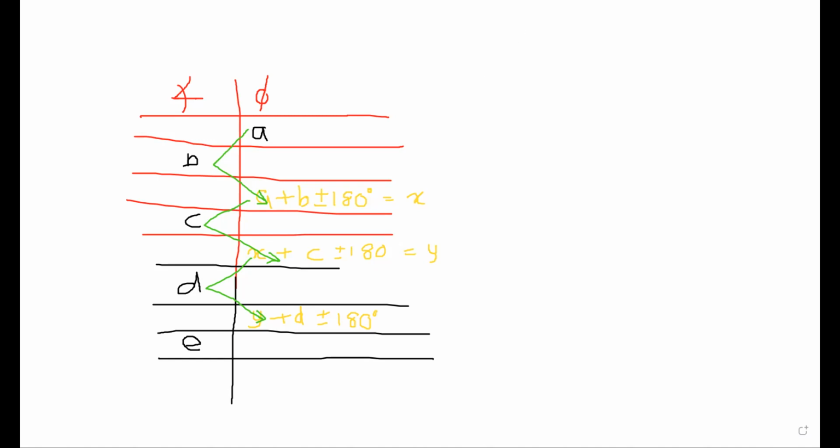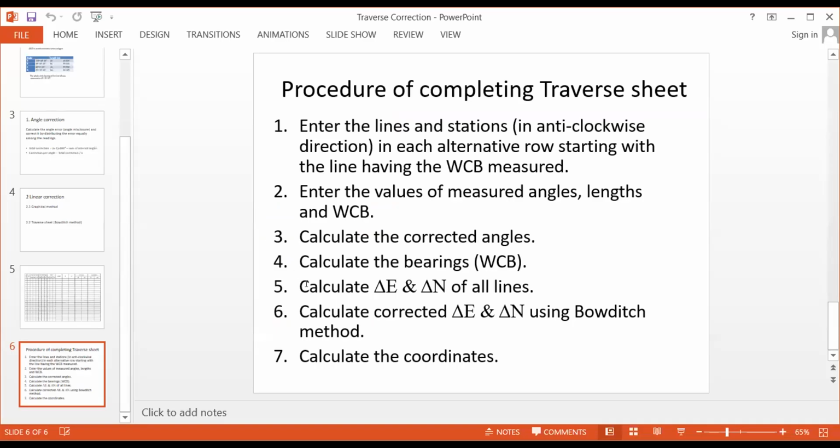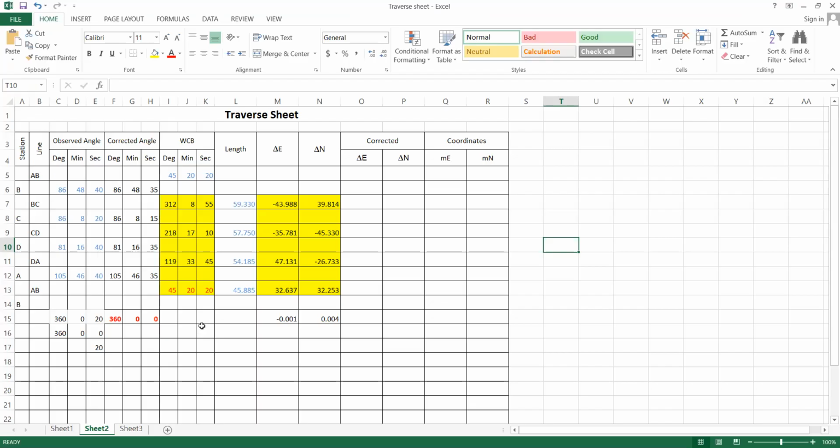Okay. Then the next step, right? So I have explained up to step 5. Calculate delta E and delta N of all the lines, right? Then we come to the next step, step 6. Calculate corrected delta E and delta N. Why do you need to calculate the corrected? That means what you have calculated by now are not correct. Are they not correct? Because we have used the corrected angles, right?